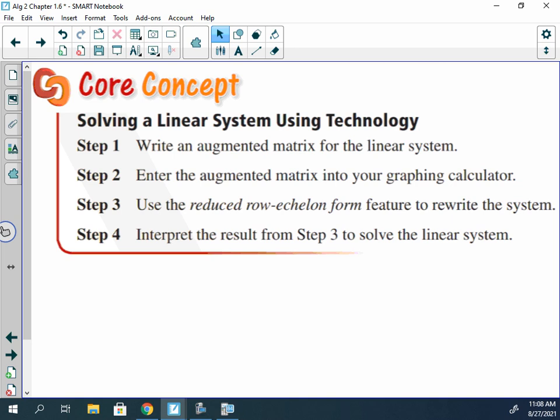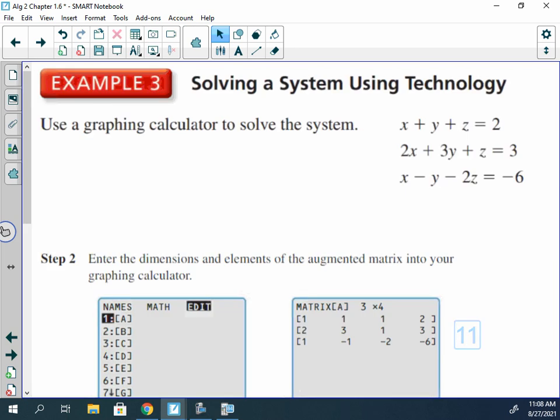So let's see here. So these steps here are given to you. I did give these to you. So the first step is to write an augmented matrix for the linear system. Step 2, enter the augmented matrix into your graphing calculator. Step 3, use the reduced row echelon form feature to rewrite the system. And step 4 is interpret the results from step 3 to solve the linear system. Okay. So we'll do this, and we'll do this together.